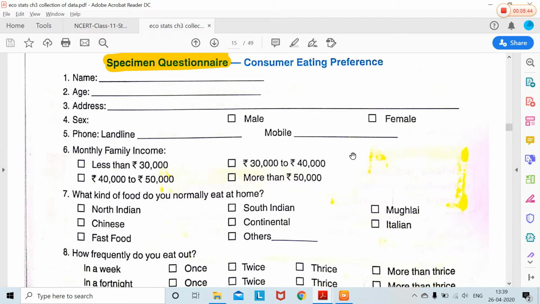Sometimes what students do is less than 30,000, less than 50,000, less than 60,000. What does that mean? Now the person, if he's earning 20,000, will be taking less than 30,000 as well as less than 40,000, because 20 is less than both 30 and 40. So please make sure that the answer options which you give in the questionnaire are sensible enough. So this is how the person has asked the monthly family income.